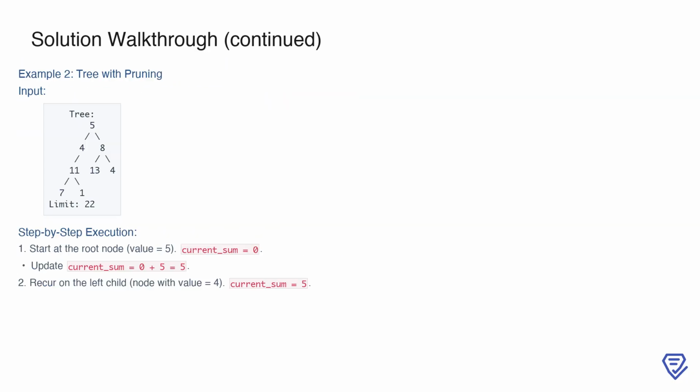Now, we examine a tree where pruning is required. The input tree starts with a root node of value 5, branching into two subtrees. The left subtree contains nodes 4, 11, 7, and 1, while the right subtree contains nodes 8, 13, and 4. The limit for the path sum is 22. Starting at the root, we initialize current_sum to 0 and update it to 5 after adding the root's value. Then, we traverse to the left child, node 4, where the current_sum becomes 9. From here, we continue down the left subtree.